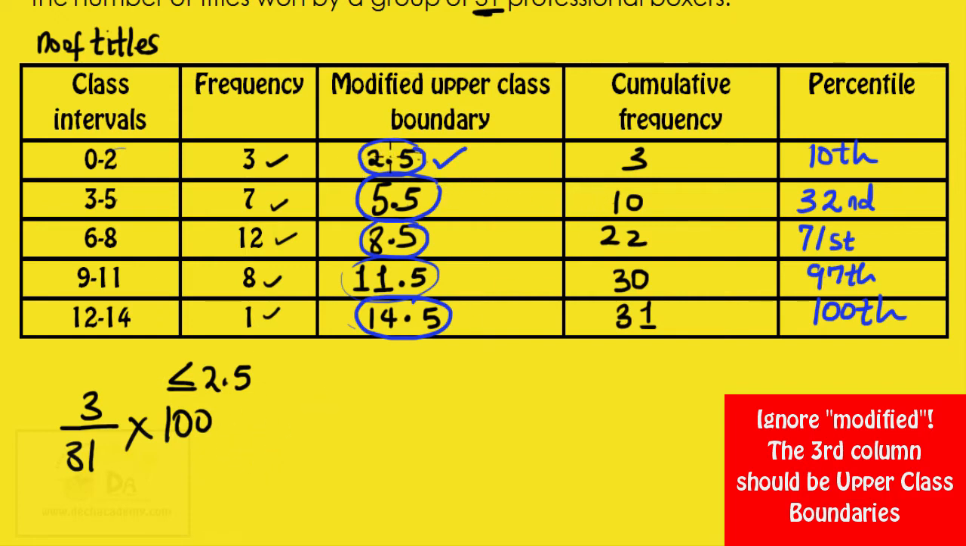So 10% of the population have won at most 2.5 titles, and that means that 2.5 titles lies at the 10th percentile, because 10% of the population have won at most 2.5 titles.